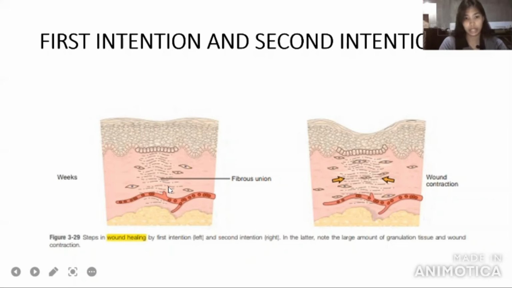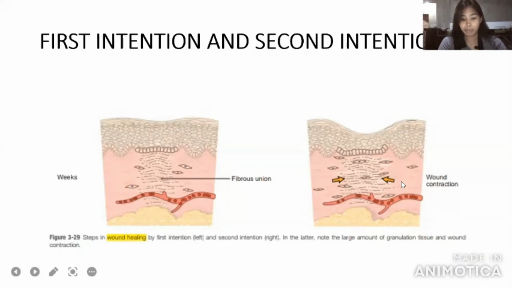When it is clean and uninfected. So here we have second intention, also in a week. In the next few weeks, just like what we saw in the primary intention, there is larger proliferation of fibroblasts laying down collagen, and this collagen is too much, so it is a larger scar as compared to wound healing by primary intention.